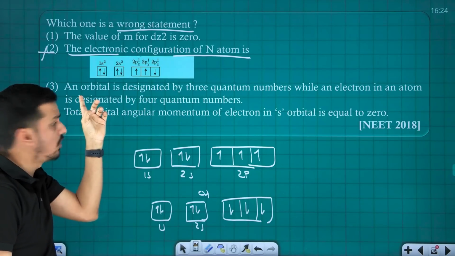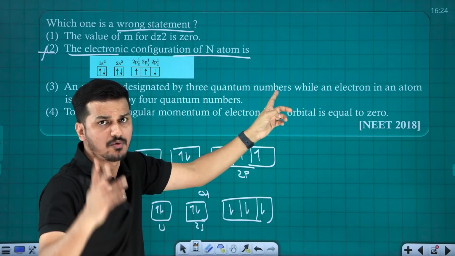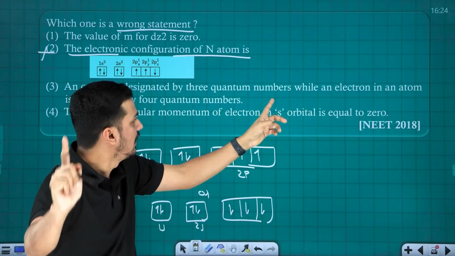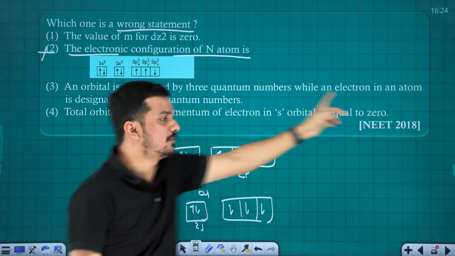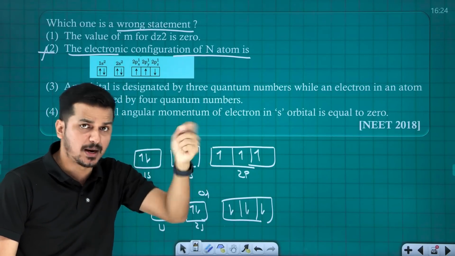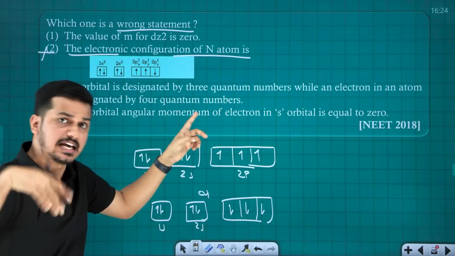And option 3 we can also read: an orbital is designated by 3 quantum numbers. Exactly, one orbital is designated by 3 quantum numbers, n, l and m, while an electron in an atom is designated by 4 quantum numbers. For an electron in that orbital, whether it is clockwise or anti-clockwise, that is designated by 4 quantum numbers. S is also required.